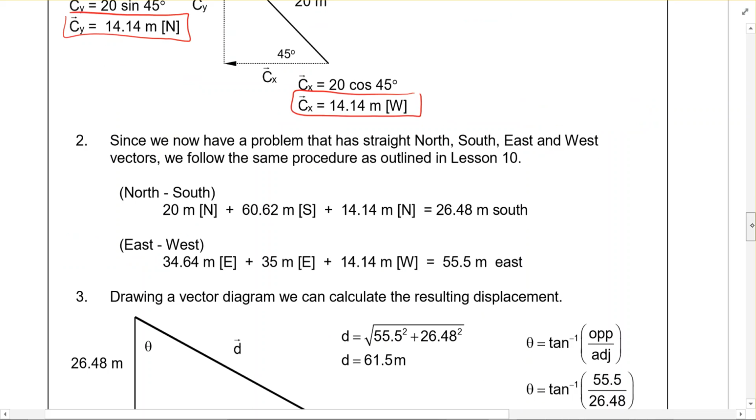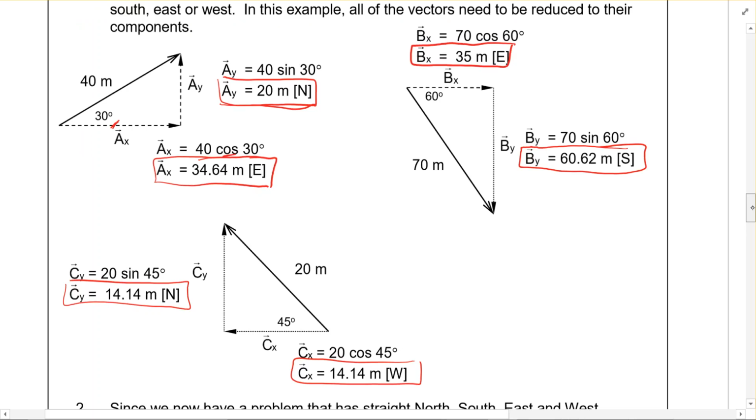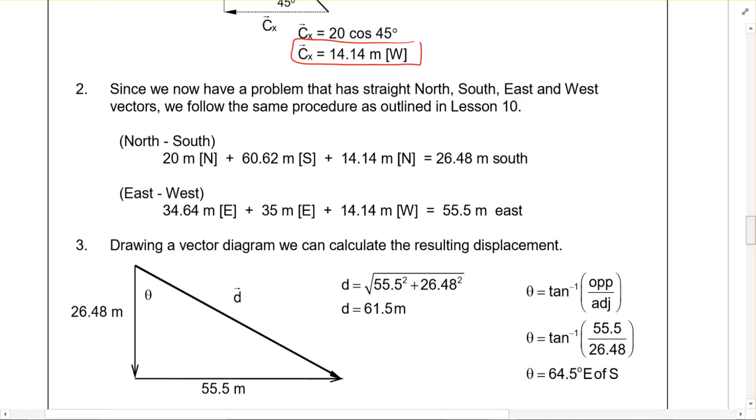We did all that so we could find all the x and y components of each of those triangles. Then we just need to add them all together. So the north and south ones, all of our y's, we're going to just add them all together. So 20 meters north, 60 meters south, so we're subtracting the south. This could say minus 60.2, and then plus 14.14 meters north. If you add those together, you get this as a north-south vector. If you add up all the east-west ones, you get this as an east-west vector.